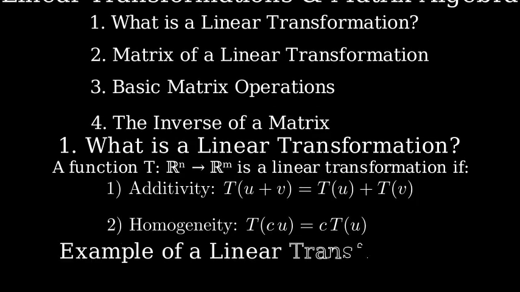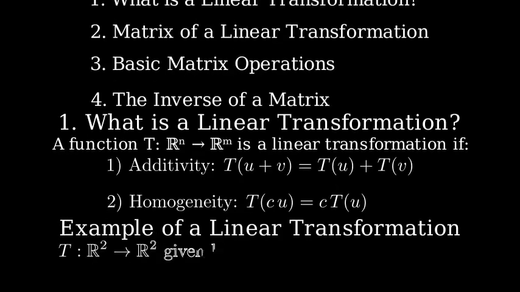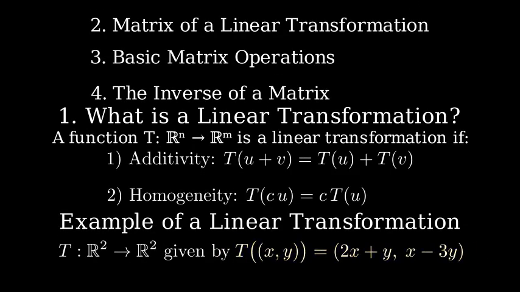Let's look at an example of a linear transformation T from R2 to R2 defined as T of x, y equals the ordered pair, 2x plus y, and x minus 3y. Let's verify that this is indeed a linear transformation by checking the two properties.